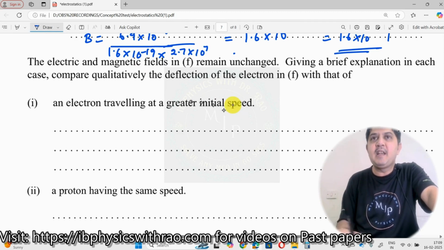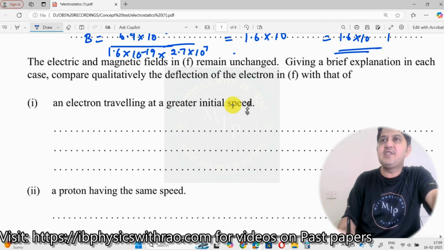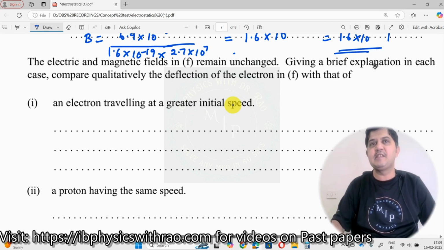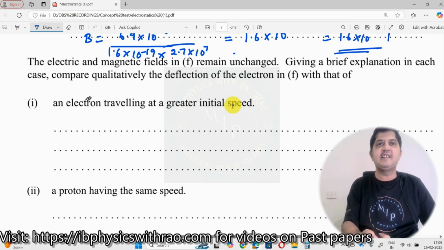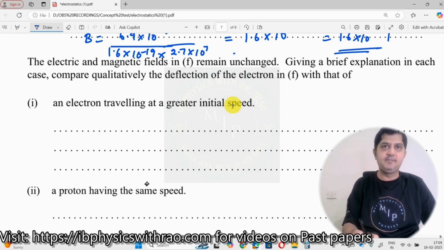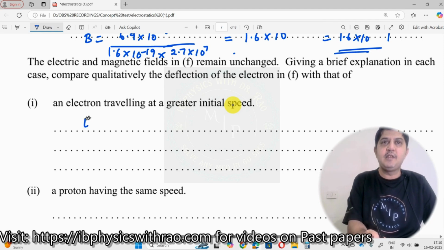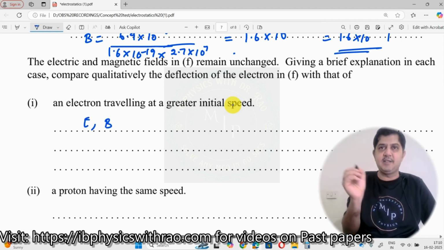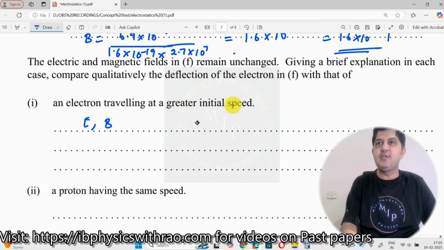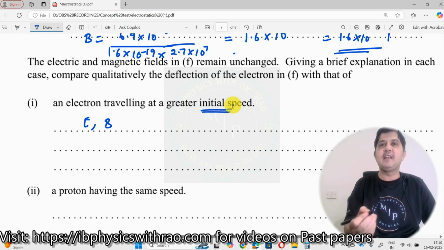The electric and magnetic fields in part F remain unchanged. Give an example, a brief explanation in each case. Compare qualitatively the direction of the force and deflection of the electron in F with that of an electron traveling at a greater initial speed, which means what? The value of E, value of B are unchanged. Okay, but what's happening over here? The initial speed of the electron is increased.